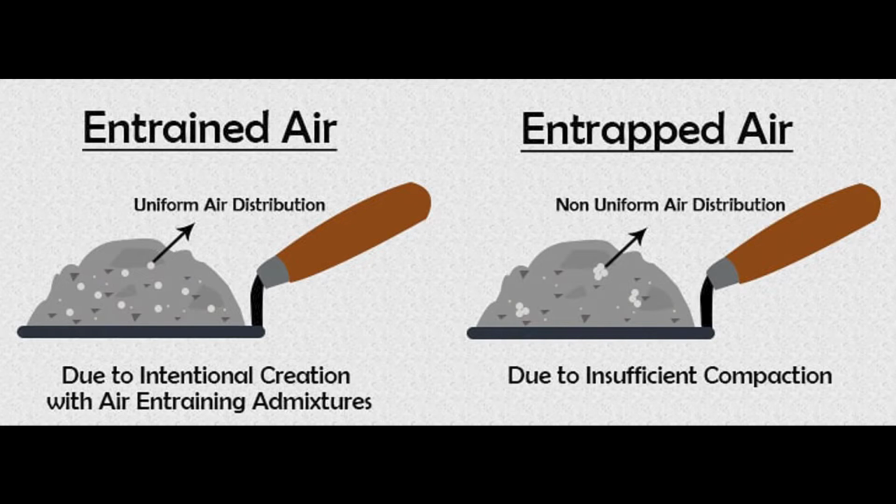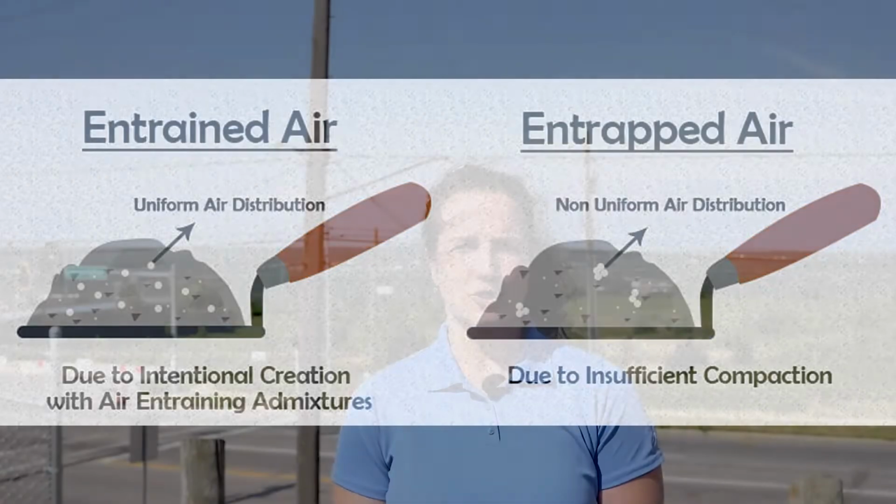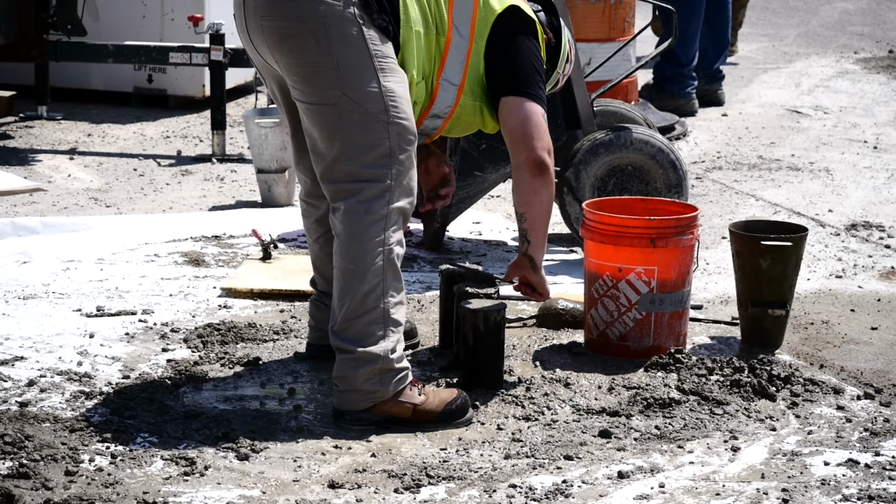As far as the entrapped air, that is more so due to how the concrete is worked and how it's handled out in the field. So by doing our testing, we want to make sure that we eliminate the entrapped air and only capture the entrained air that's in the concrete mixes. So throughout the process, the pressure meter actually compresses the air particles, and that's how we're able to read the air content for the concrete.